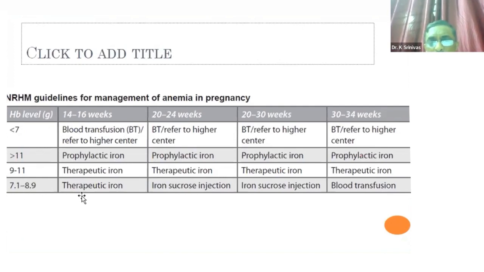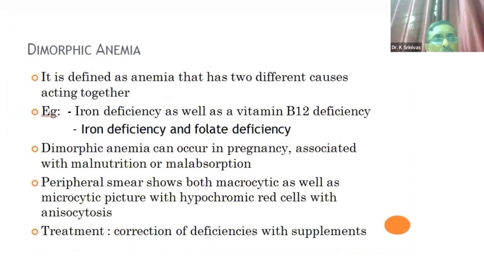But 7.1 to 8.9, you are going to consider therapeutic iron, oral at 14 to 16 weeks, but beyond 20 weeks it is injection. And of course, beyond 30 weeks, the NRHM recommends blood transfusion. So if you just remember this table, it becomes easy for you. And usually the case that you get in the examination would be a third trimester case with anemia. So the management would be to go ahead with either blood transfusion or, in early trimester, the option of injectable iron.